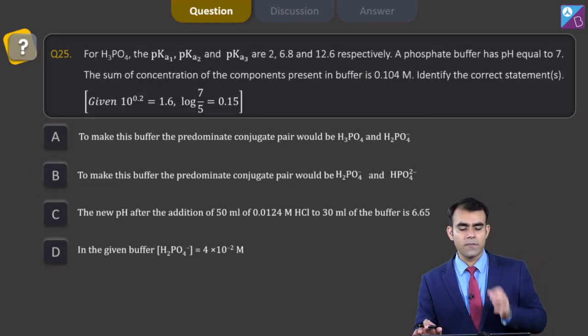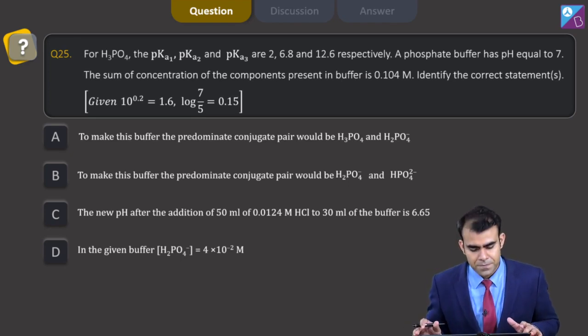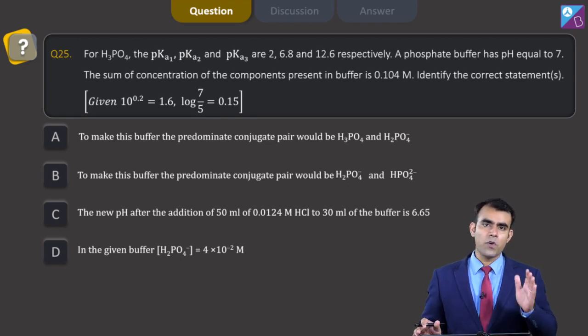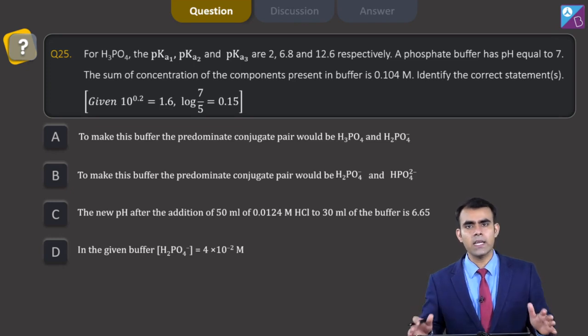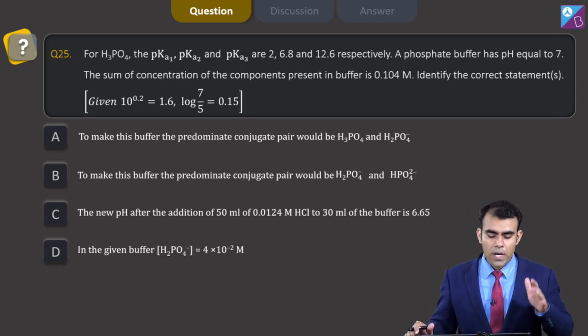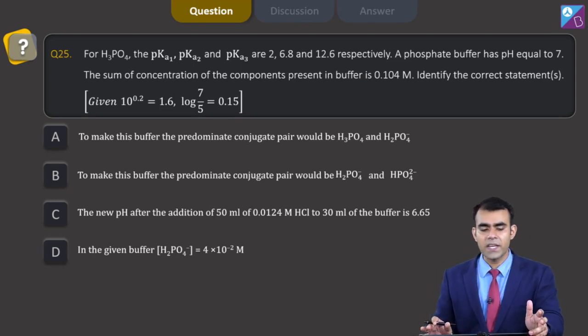Now this is from ionic equilibrium. Here we have been given phosphoric acid, that is H3PO4. We know the basicity of phosphoric acid is 3. It has 3 replaceable H plus ions. Now the pKa1, pKa2 and pKa3 values are given. What is pKa1, pKa2 and pKa3?